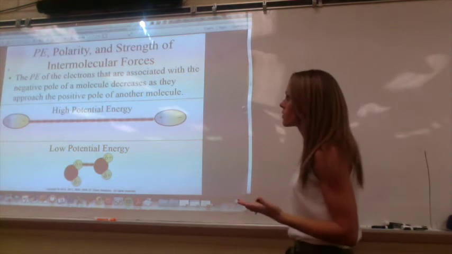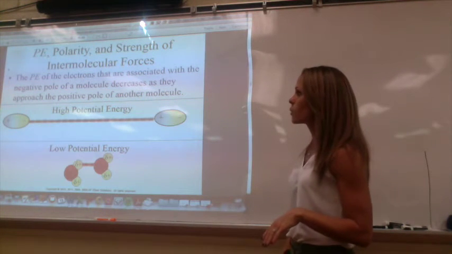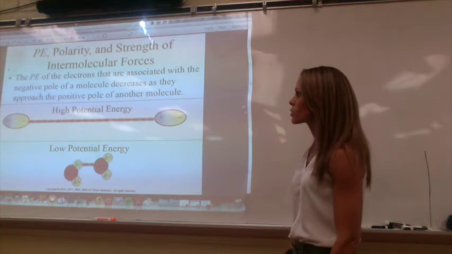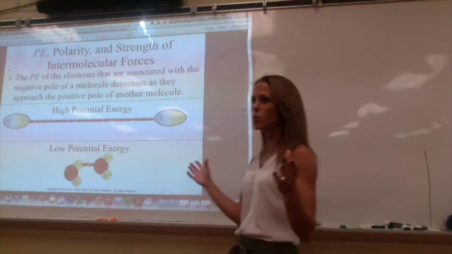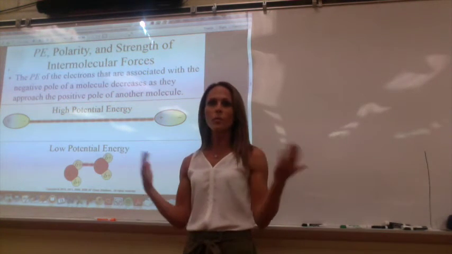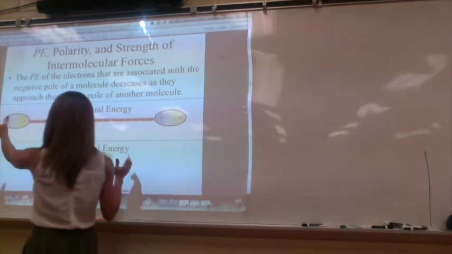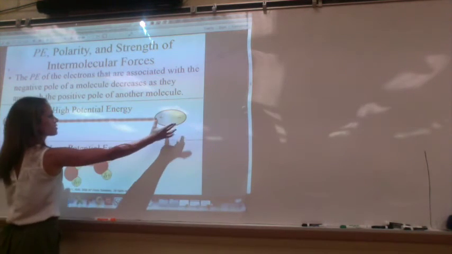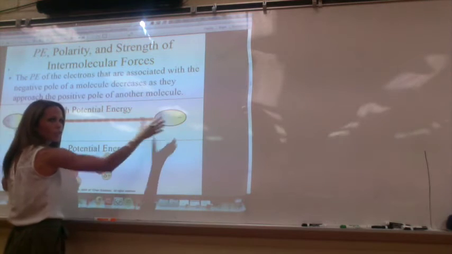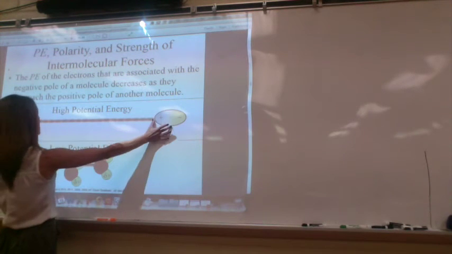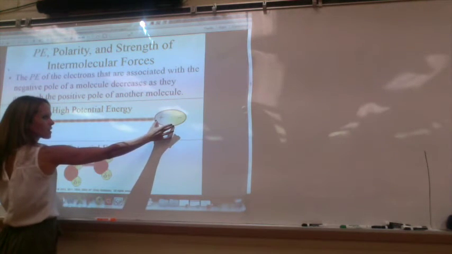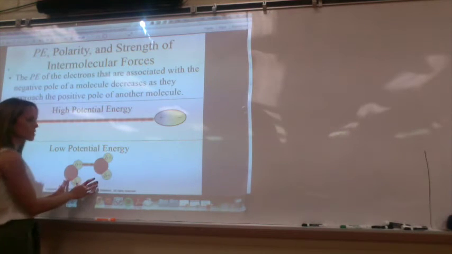So the potential energy of the electrons that are associated with the negative pole of a molecule decreases as they approach the positive pole of another molecule. So assume we have two molecules. They both have polarity, dipole moments. So this molecule is approaching this molecule. They have high potential energy to come together and have attractive forces. So you just need to recognize that potential energy decreases as they come close together.